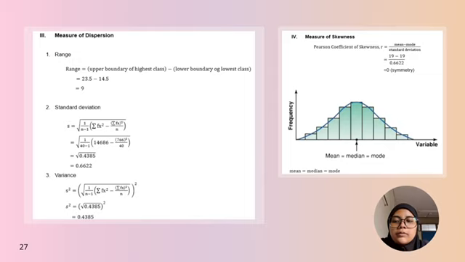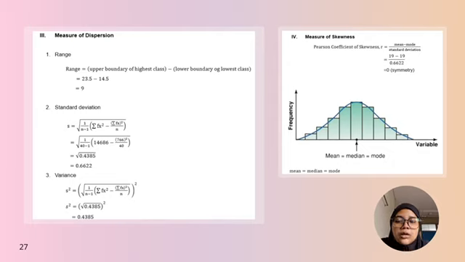So next is standard deviation, which measures how far the data values deviate from the mean. The formula is like the one given in the slide. After substituting the values and calculating, the final answer that we get is 0.6622. This small value shows that the data points are closely clustered around the mean.